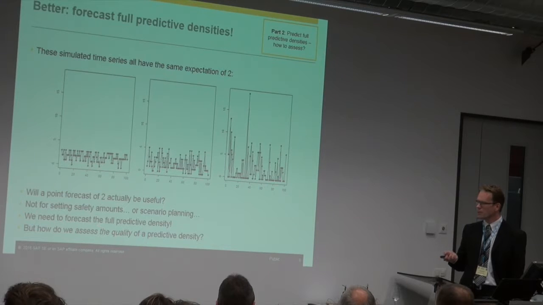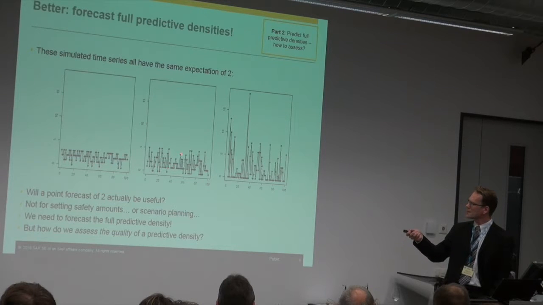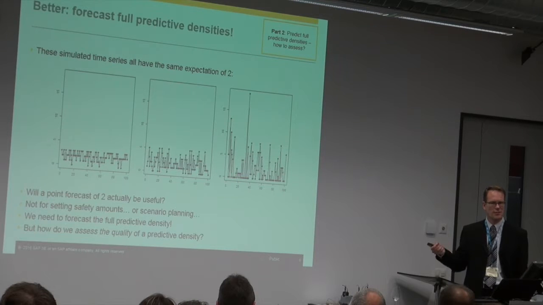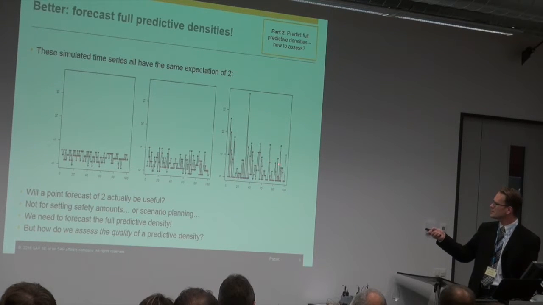How do we assess whether what we're doing is good or not? We have a predictive density. We want to forecast. We say, okay, this year we forecast a Poisson distribution with a correct parameter. How do we find out that that's actually the correct density? And if we forecast a Poisson distribution for this time series, how do we find out that that is actually not correct?